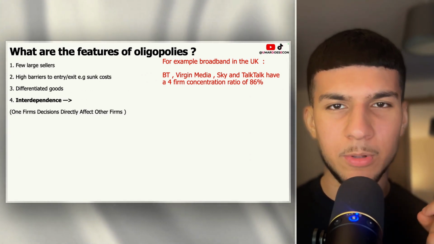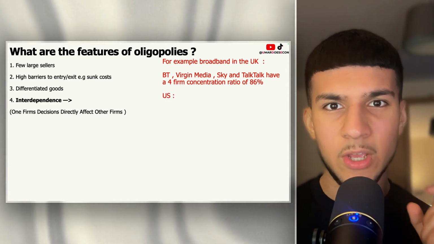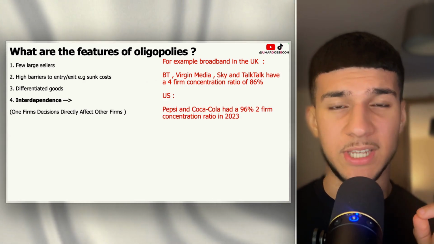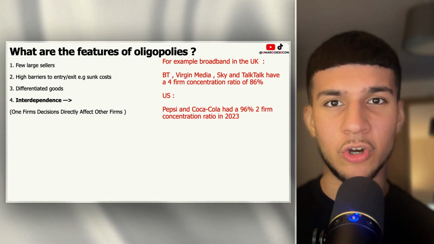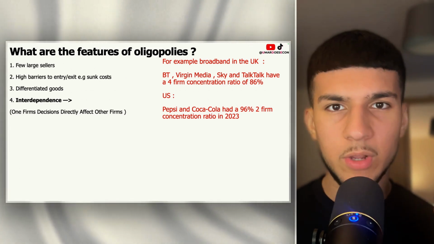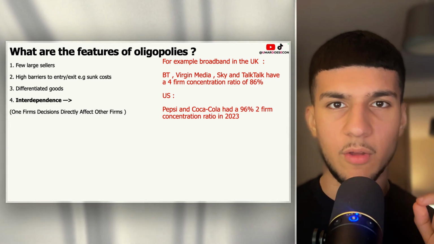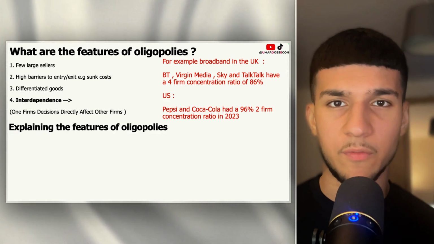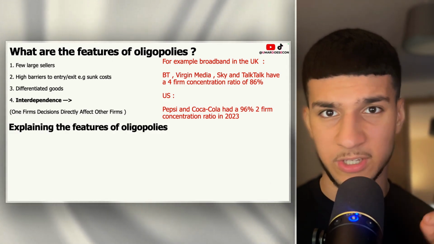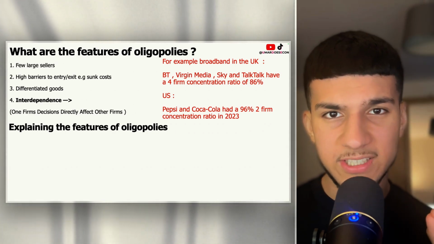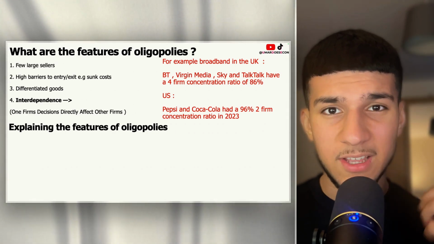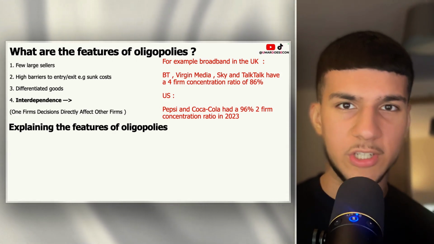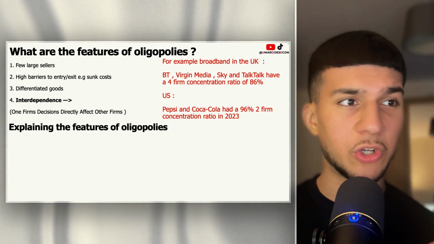Now, another good example from across the pond, the US, would be Coca-Cola and Pepsi. These firms have a 96% 2-firm concentration ratio in the soft drinks industry. Now, in your essays, you may be asked to explain the features of oligopolies, so here, let's go a bit more in depth with the individual features, and I'll give you the logical, accurate chains of analysis. Like I said, when explaining oligopolies, it makes it a lot easier to work in the Coke versus Pepsi example. For example, the first one, few large sellers, then you can quote the concentration ratio of 96%.